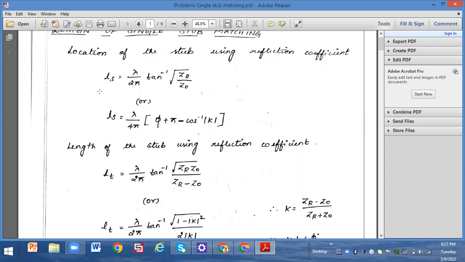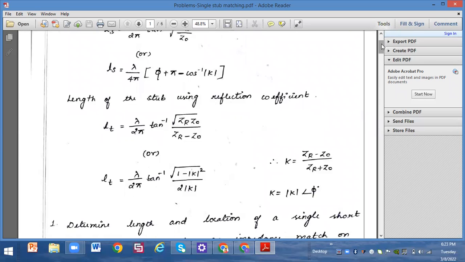The location of the stub is denoted by LS. Using the reflection coefficient K, LS is given by lambda by 2 pi tan inverse of square root of ZR by Z0. Here ZR is the load impedance and Z0 is the characteristic impedance. In a dissipationless line, this Z0 can be written as R0 also. We can also use the second formula: LS is given by lambda by 4 pi into psi plus pi minus cos inverse of K, where K is the reflection coefficient.